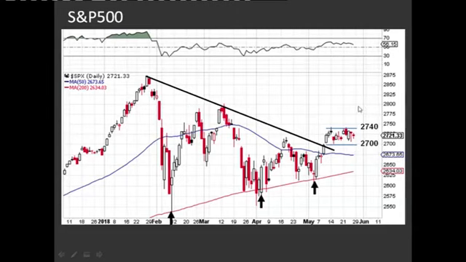So it needs to break one of those two range boundaries to then trigger the next move. If it were able to break above 2740, then chances are we could see a move up towards 2780 and maybe even 2800, which was the March high. On the other hand, if it turns lower, then I think we're going to see it coming down to the 50-day moving average, which is at 2680, and possibly even a little bit below that level. So the critical thing is to watch which way it breaks out of this range when it does eventually break.